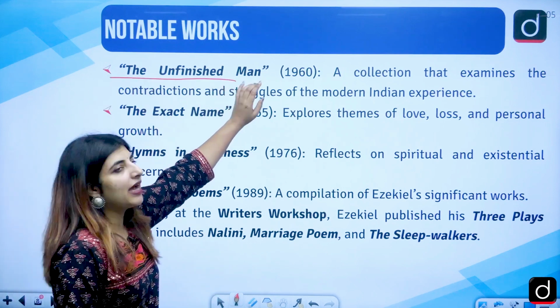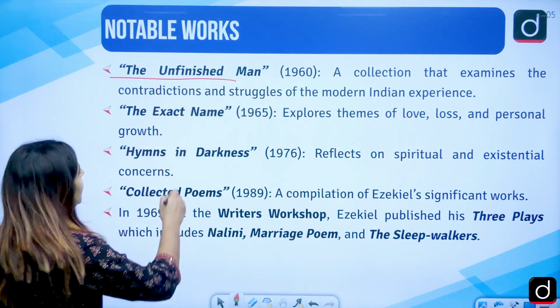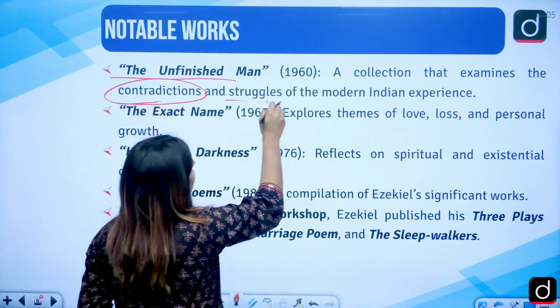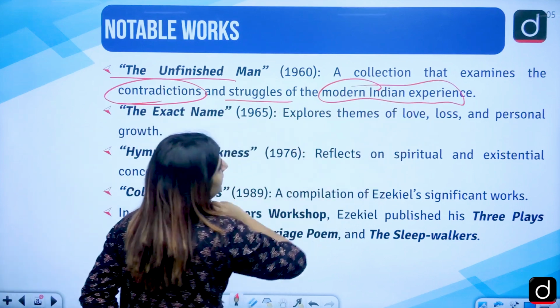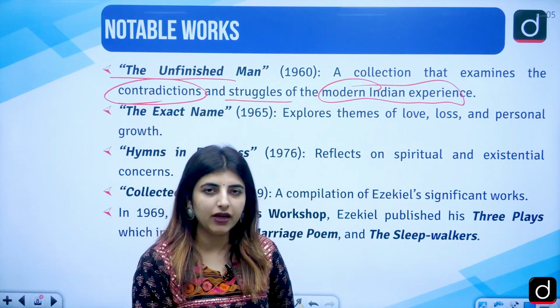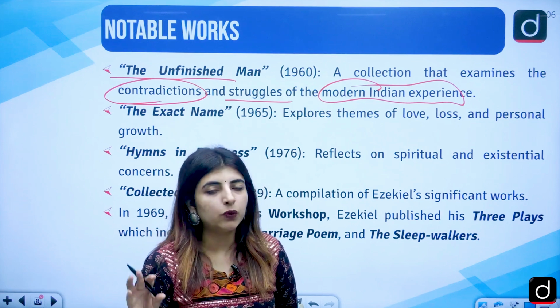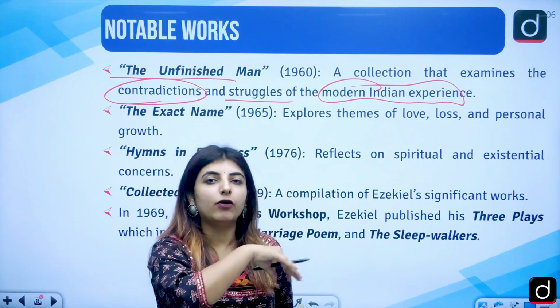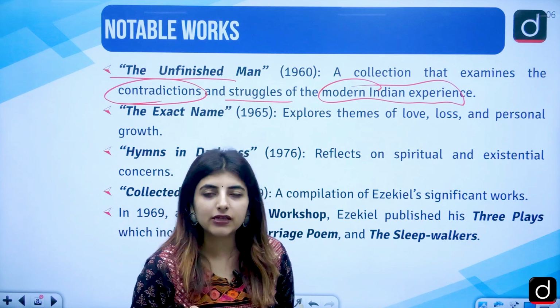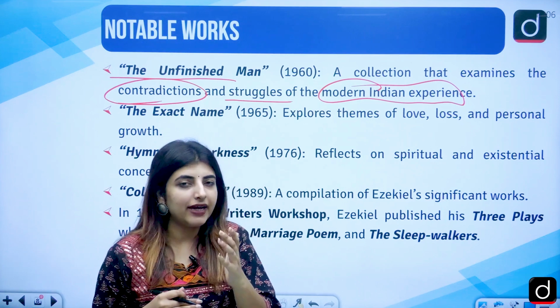The Unfinished Man, which was published in the year 1960, is a collection that examines the contradictions and struggles of the modern Indian experience. So there might be a question which is related to the themes or maybe a small summary. If you can do that on your own, that will be really beneficial. Of course we are dealing with him as a poet, but there are certain other things which you all need to put effort into, right?